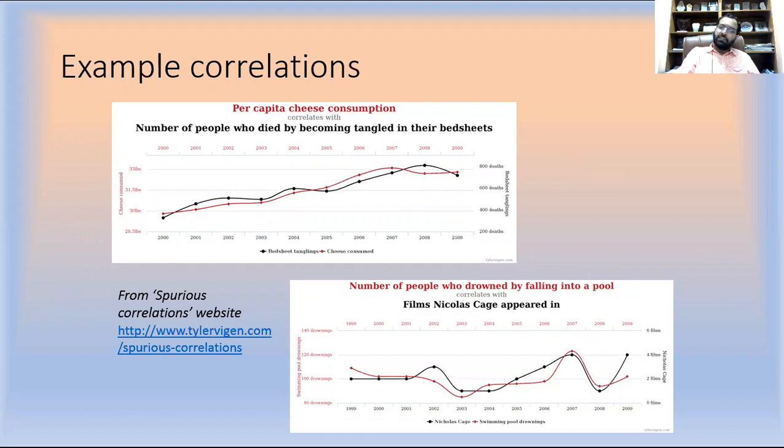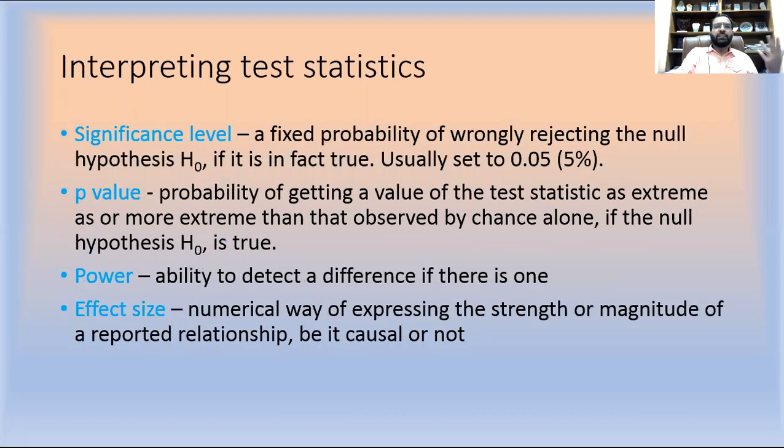By the way, you have various interpretations of the data, and according to those interpretations, you might represent that data. So interpreting the test statistics, where you have the significance level, and there you have the p-value, the probability of getting the value of the test statistic, हम कैलकुलेट करते हैं. That is called power, the ability to detect a difference if there is one. Effect size is a numerical way of expressing the strength or magnitude of a reported relationship, be it causal or not. So significance level, normally we have a 0.05 or 0.01 level पे significance पे normally we check.